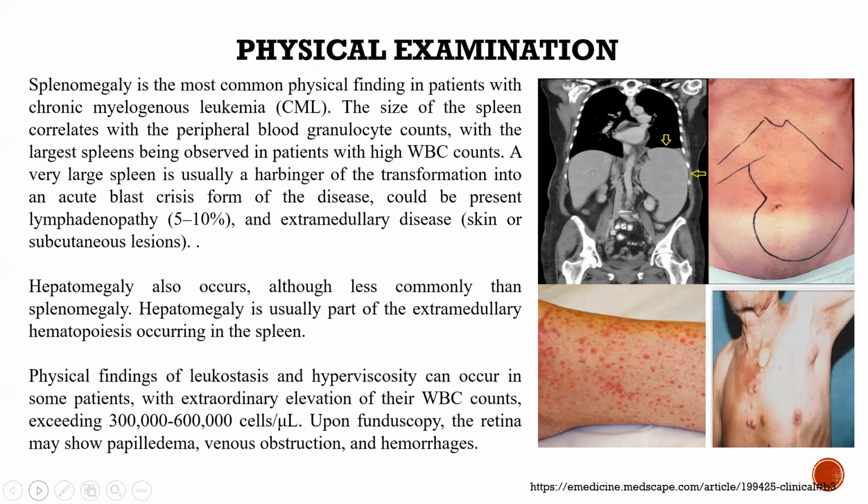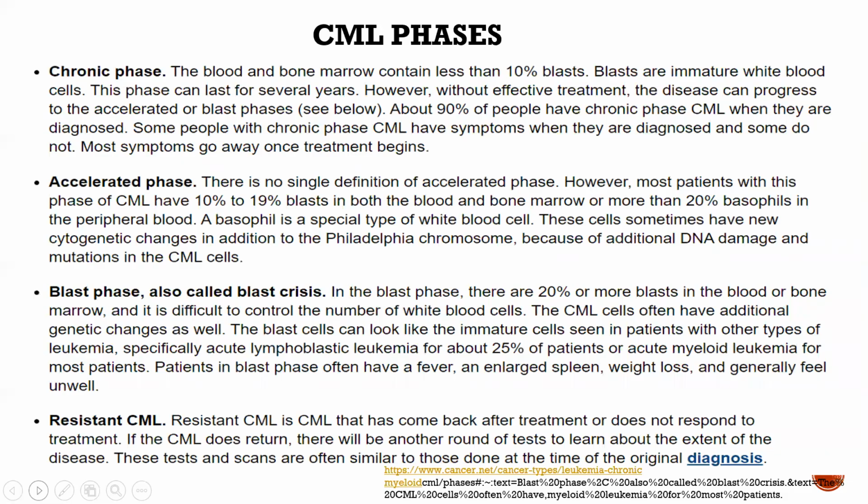Hepatomegaly also occurs, although less commonly than splenomegaly. Hepatomegaly is usually part of extramedullary hematopoiesis, as occurs in the spleen. Physical findings of leukostasis and hyperviscosity can occur in some patients with extraordinary elevation of white blood cell count, exceeding 300 to 600,000 cells per microliter. Upon fundoscopy, the retina may show papilledema, venous obstruction, and hemorrhages.